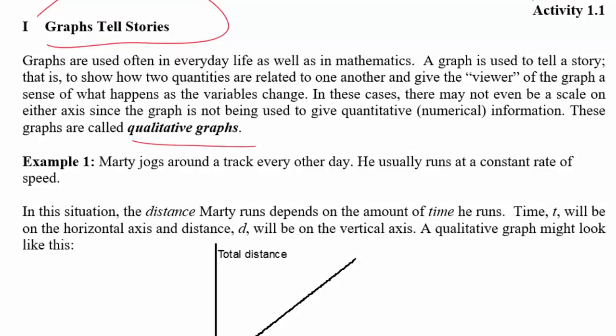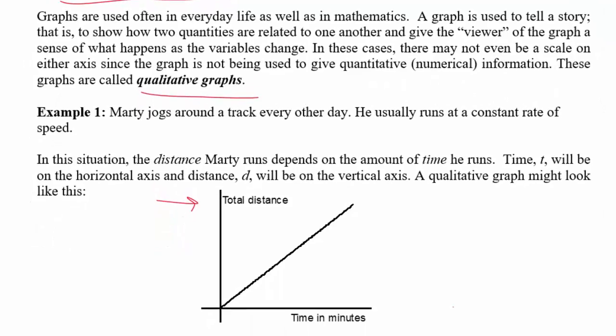I want you to realize that with the qualitative graphs, you won't see any numerical information on the graphs. You don't see any numbers where it says total distance, or where it says time in minutes. You don't see any numbers there. So it's just a qualitative graph.